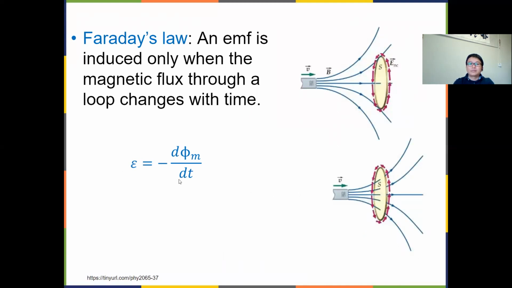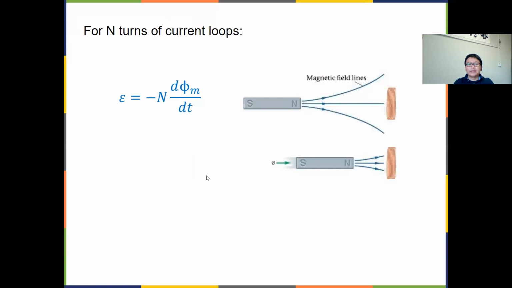Faraday's law, written as a mathematical expression, is epsilon equals minus d phi sub m over dt, where phi sub m is the magnetic flux and epsilon is the induced potential inside the loop. Again, if you have n turns of coils stacked together, you multiply it by n.